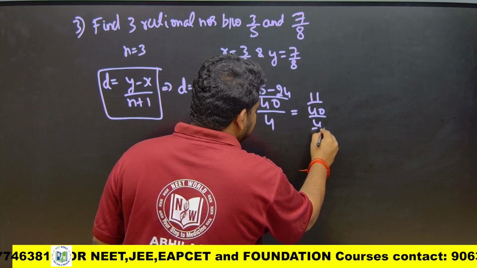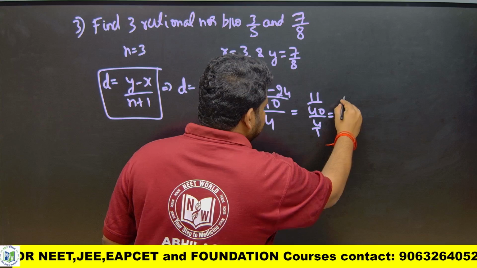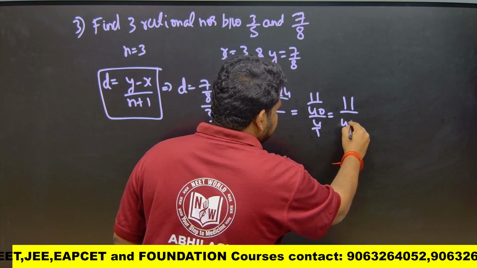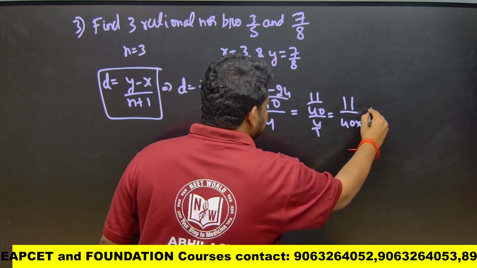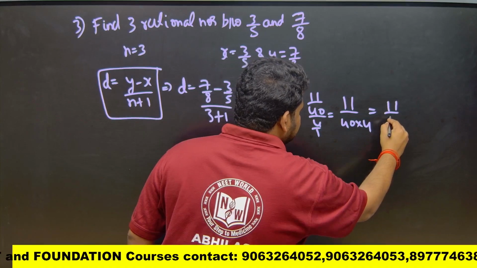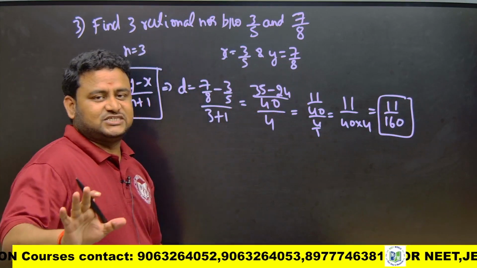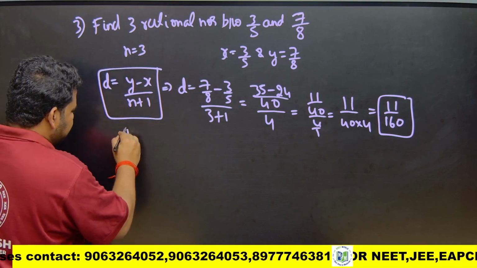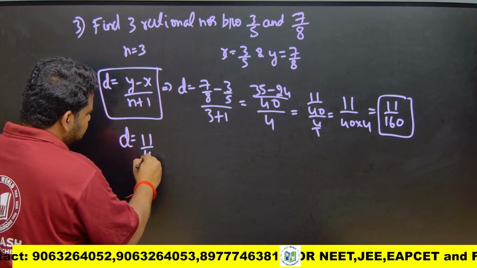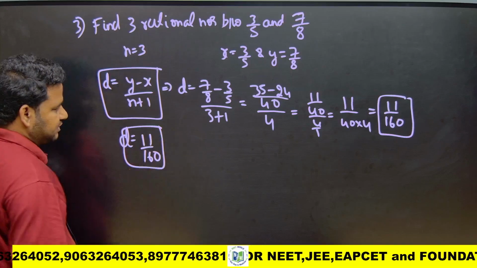4 is nothing but 4 by 1, so that is 11 by 40 into 4, which is 160. So we got the value of D as 11 by 160. Now, what do you have to find? 3 rational numbers between these two numbers.